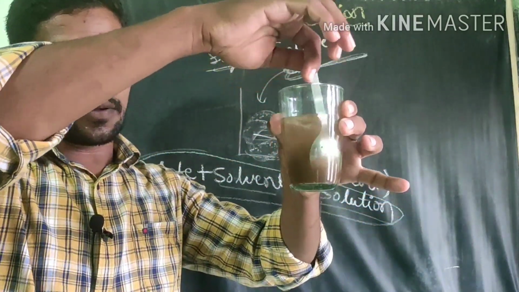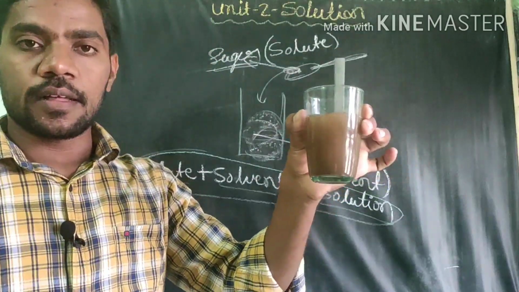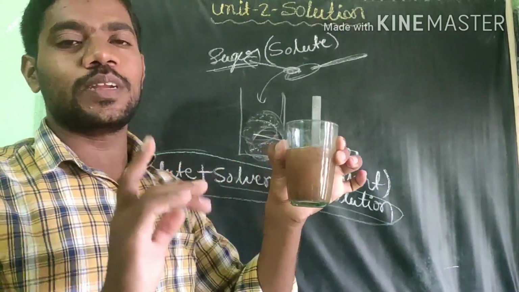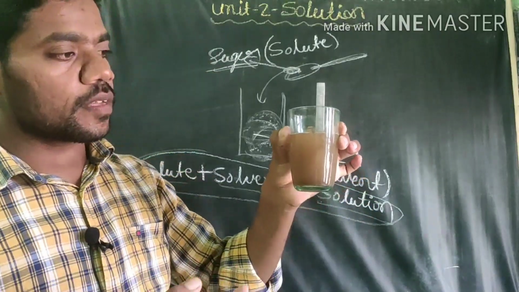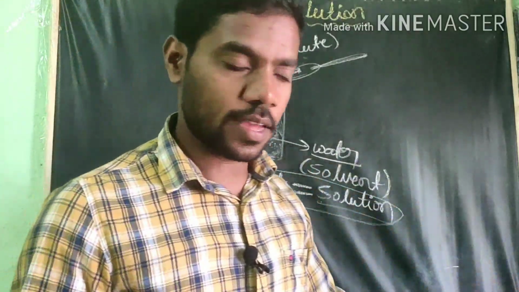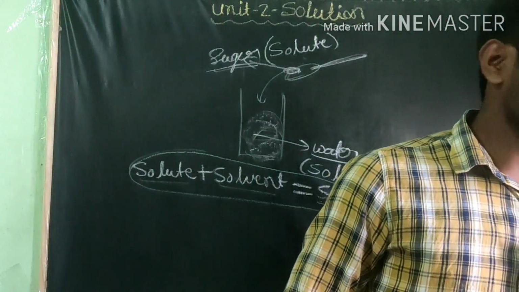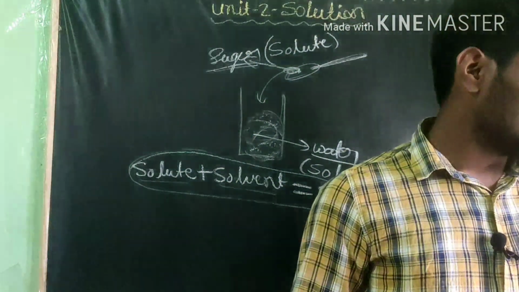This is water and this is sand. This is what? Sand. I am adding this. Okay, you see here, sand is a solute, water is a solvent. I am adding this solute to this solvent. You see here, what happens? Is it soluble? No, it is not at all soluble. After some time, all this sand will be settled down.